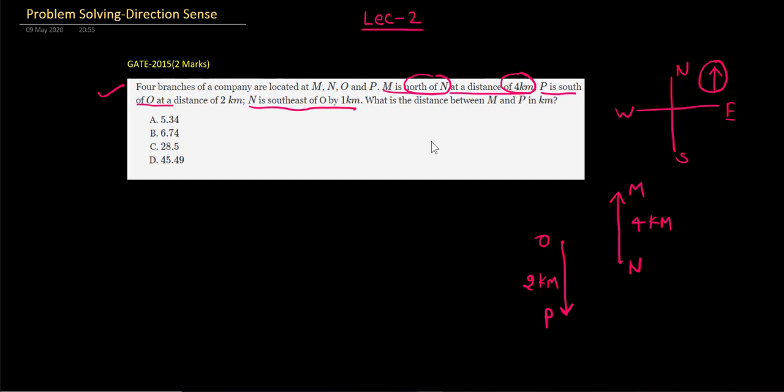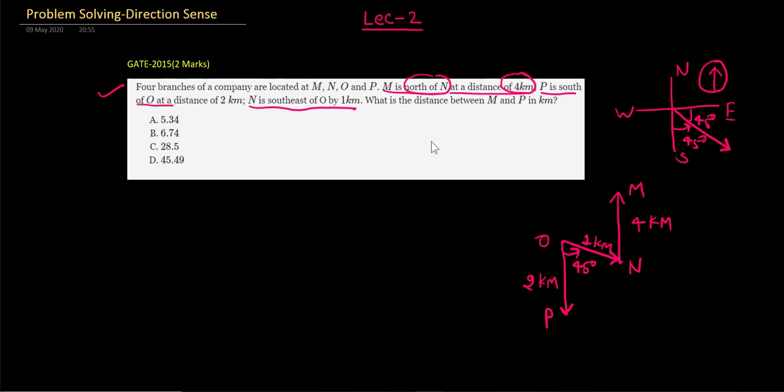Now just look at this picture. The direction of southeast is this. It is at an angle of 45 degrees from both south and east. So from point O, N is in the direction of southeast. If we go from point O in the direction of southeast, this angle would be 45 degrees. And the distance between N and O is given as 1 km.